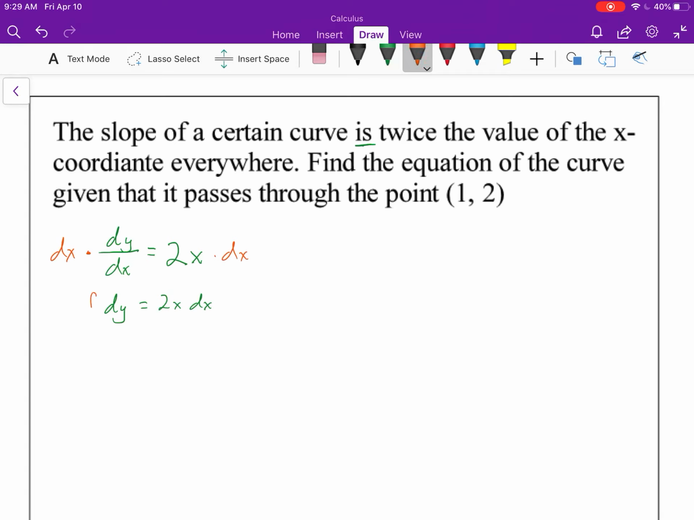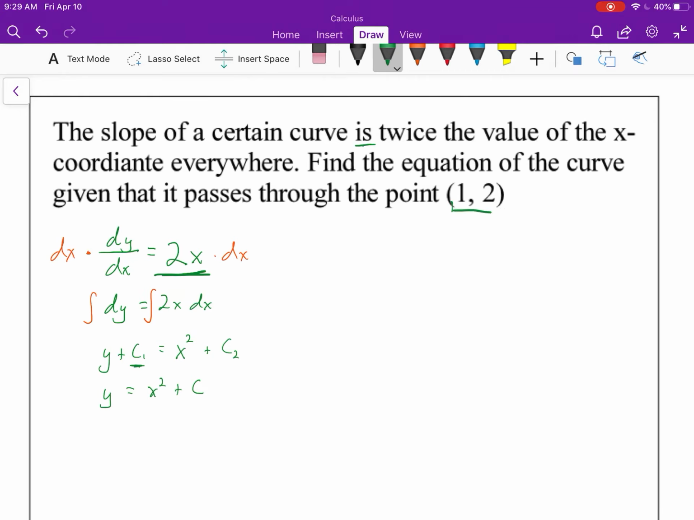And now we want to integrate. The integral of dy is just y plus c sub 1 equals the integral of 2x, which is x squared plus some c value. And once again, we can take the c sub 1 to the other side, so we actually get y equals x squared plus some c value, which we knew had to be a parabola.